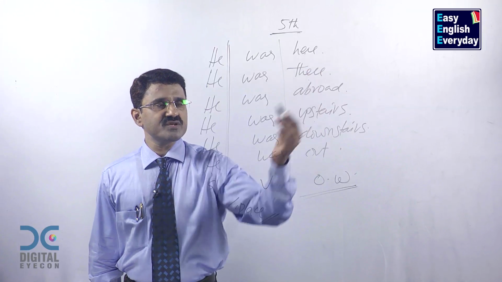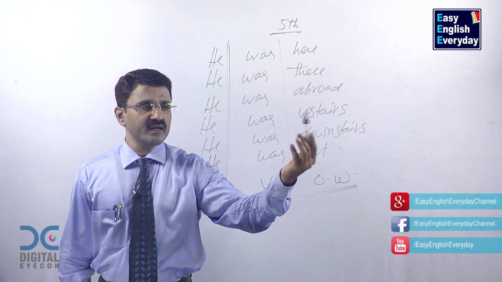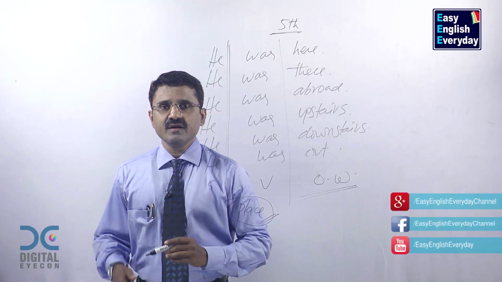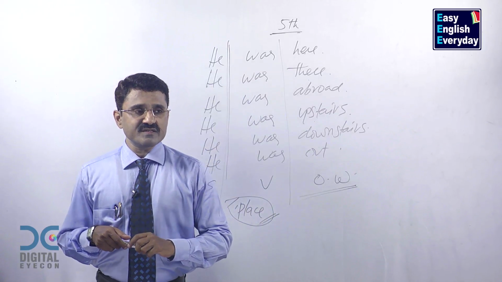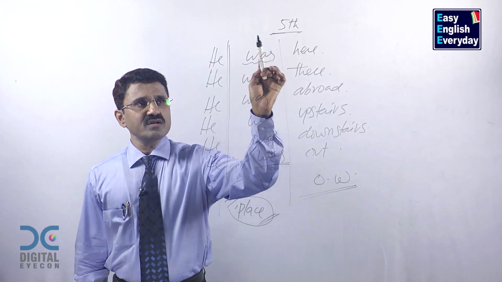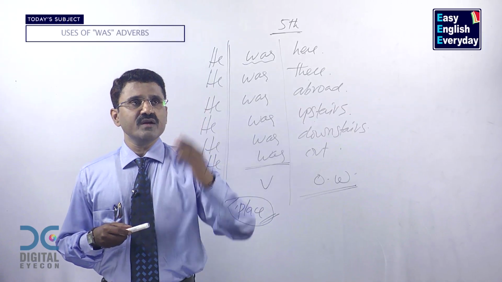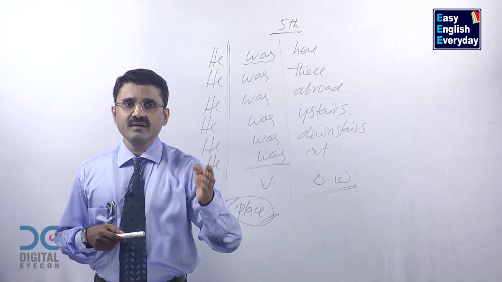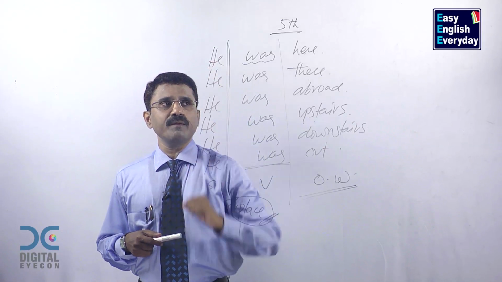Naturally, all these words indicate place. Here, there, everywhere, somewhere, nowhere, here and there, upstairs, downstairs, out. All these words indicate place. When you want to talk about the place, you can use this type of sentences. And when to talk about the past, because was is the word which can be used to talk about past. You can use it with he, she, it, or any singular living or non-living noun or name. You can use it with four people.